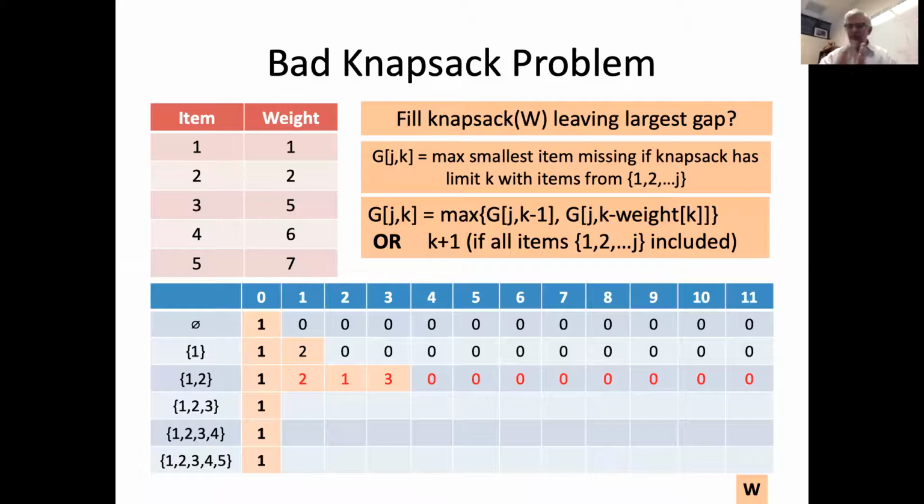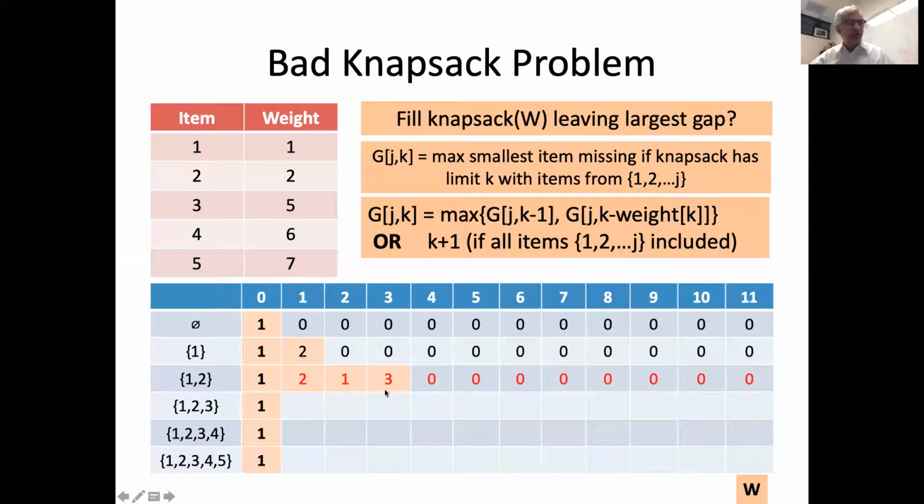Remember, I don't want to fill it up to capacity. I'd like to fill it as badly as possible. So therefore, I want to pick the largest of the smallest item missing. And in this case, either I can miss 1 or I can miss 2. It's better to miss 2. Okay. So that's why this should be a 2, not a 1.